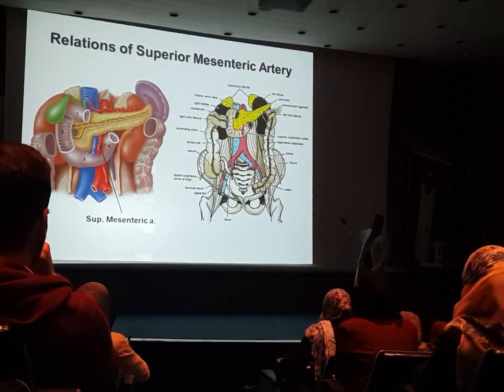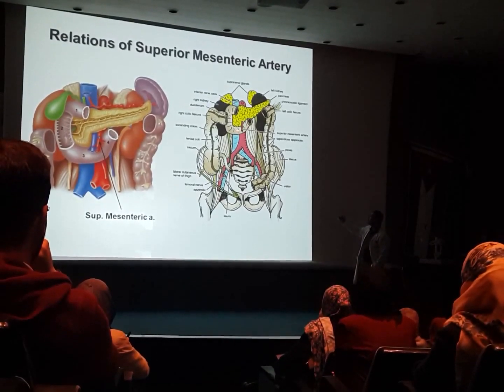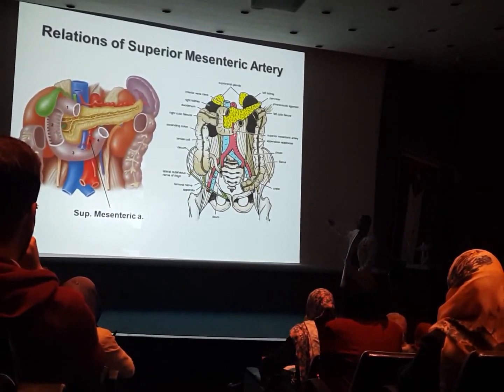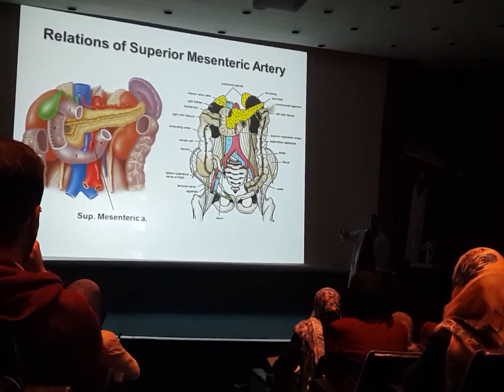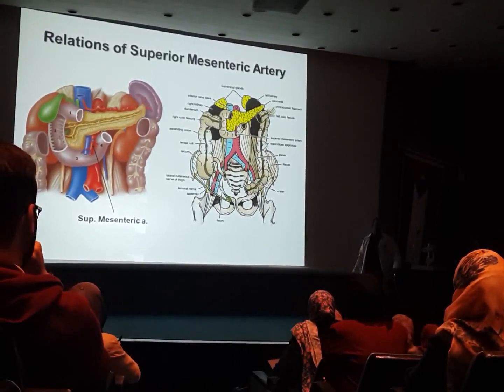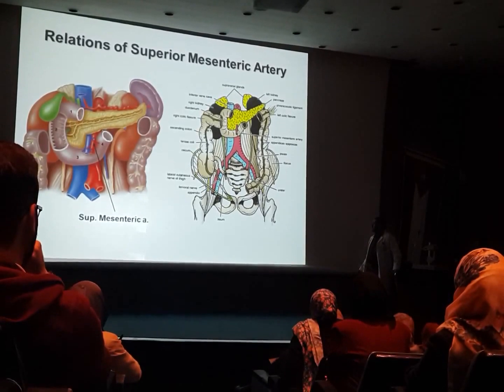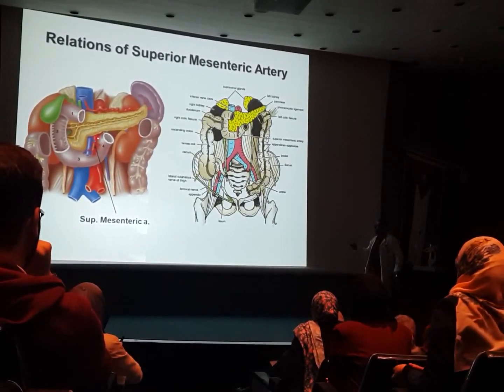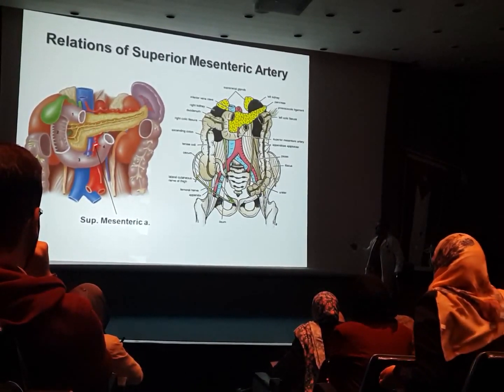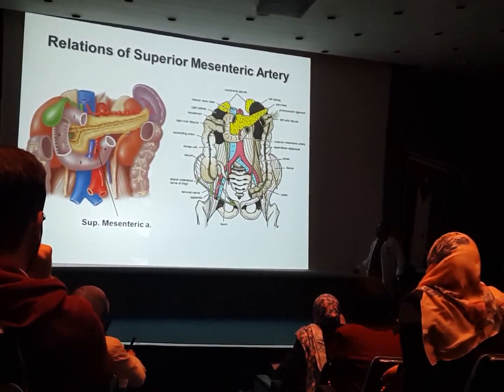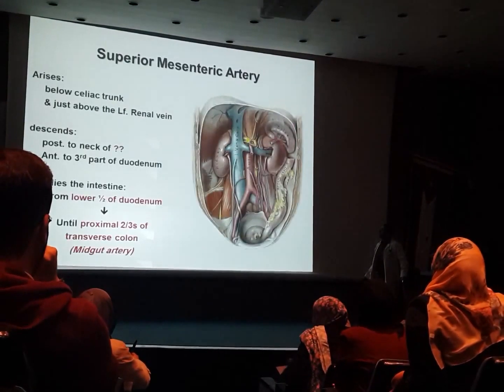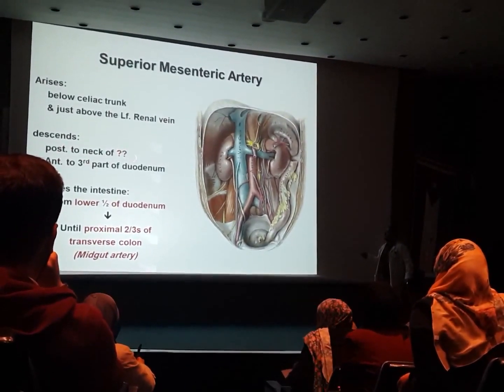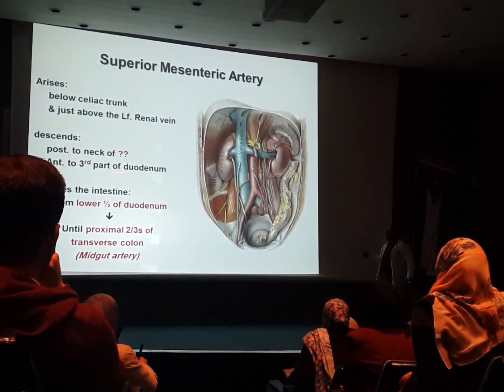Then below the pancreas now, it will move anterior to the third part of the duodenum, as you see, where now it will go into the mesentery, inside the peritoneum. Okay, it enters the peritoneum. So it passes first behind the neck of the pancreas, then anterior to what? To the duodenum.